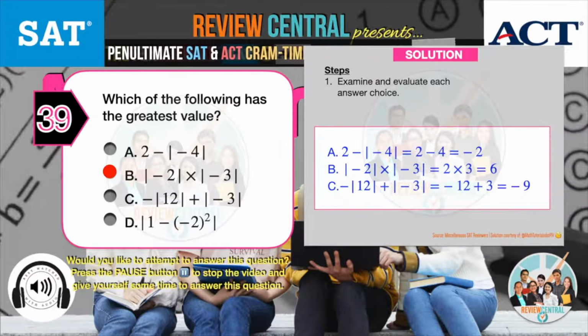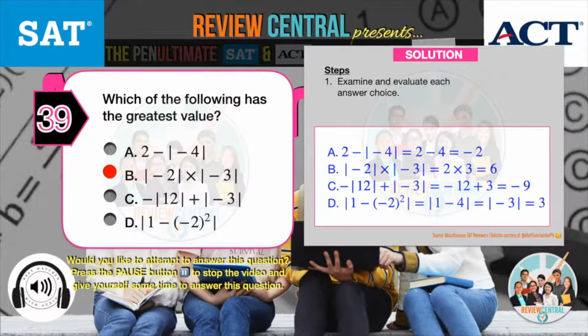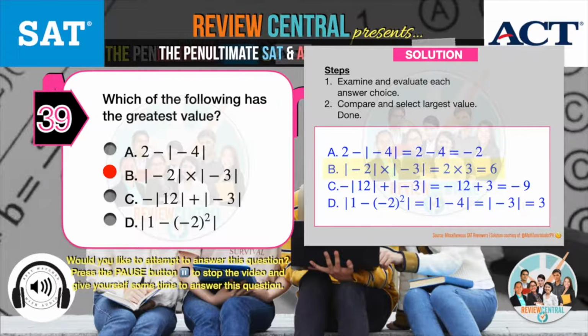Answer choice C. Minus the absolute value of 12, plus the absolute value of minus 3 is minus 12 plus 3, which is equal to minus 9. Between B and C we can also eliminate C. Answer choice D. The absolute value of the quantity 1 minus the square of minus 2 is the absolute value of 1 minus 4, which is equal to the absolute value of minus 3, which is 3. Between B and D, B is still the larger value, so the answer is indeed B.